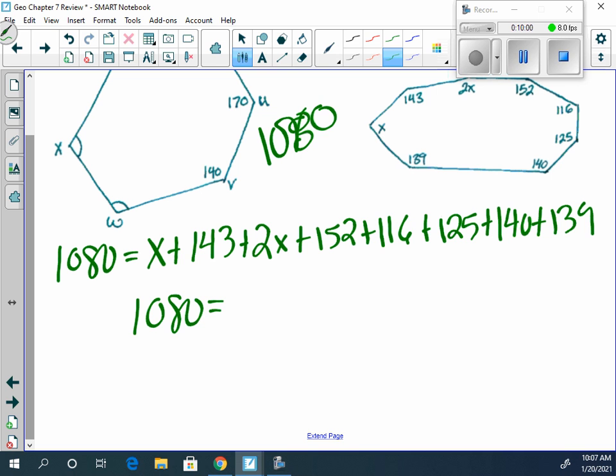Well, we can combine like terms. x plus 2x is 3x. Now we need to combine all these other numbers. What would we get if we add all those together? 143 plus 152 plus 116 plus 125 plus 140 plus 139 is 815.